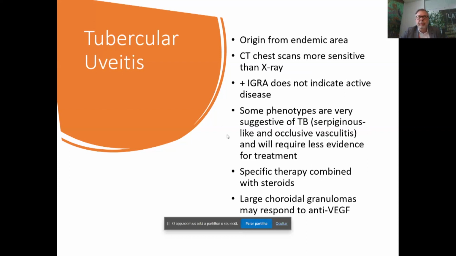Tubercular uveitis, be aware of the origin of the patient. They may come from endemic areas. Remember, the chest x-rays are not very helpful. CT scans of the chest are much more sensitive in diagnosing it.